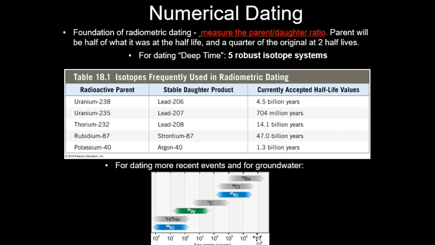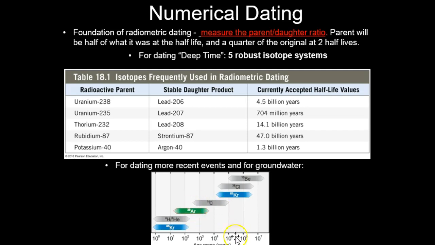So, if we use the same example that I gave before, because potassium-40 has undergone 2 half-lives, and each half-life represents 1.3 billion years, then the sample is about 2.6 billion years old. So the mineral in which it is found, that potassium feldspar, crystallized 2.6 billion years ago.